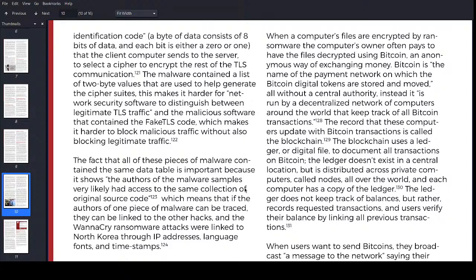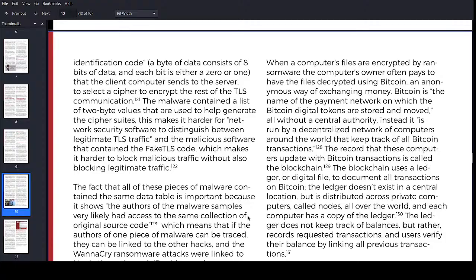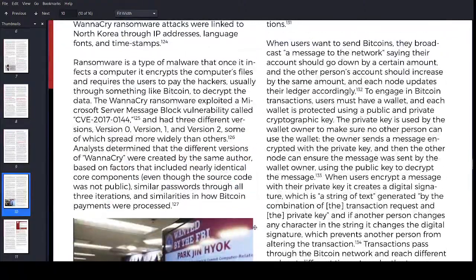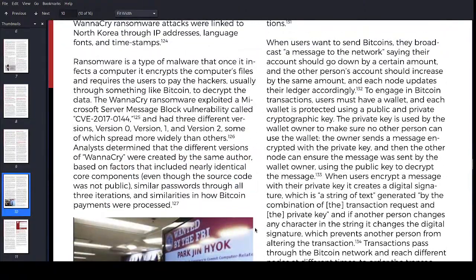The ledger does not keep track of balances, but rather records requested transactions, and users verify their balance by linking up previous transactions. I don't know much about crypto, but I'm definitely going to want to learn more about it, because that's how the hackers love getting paid. They love crypto.